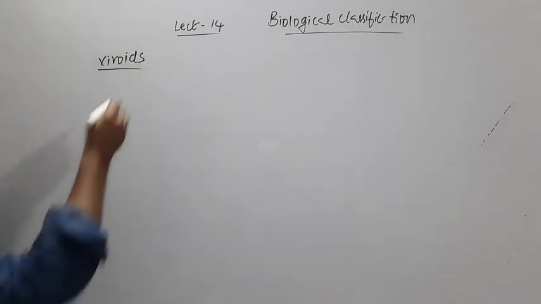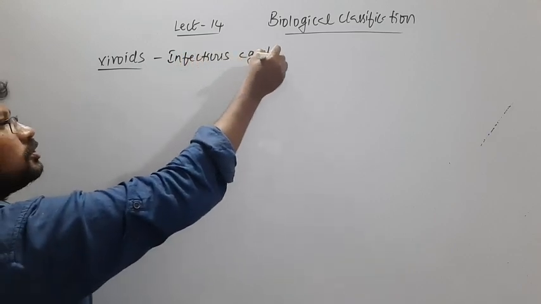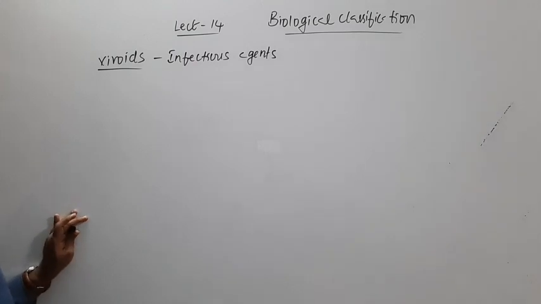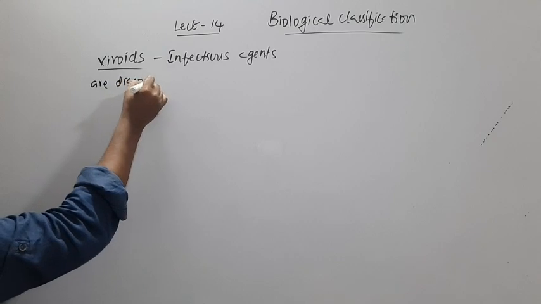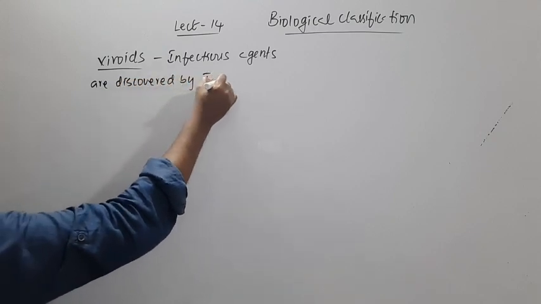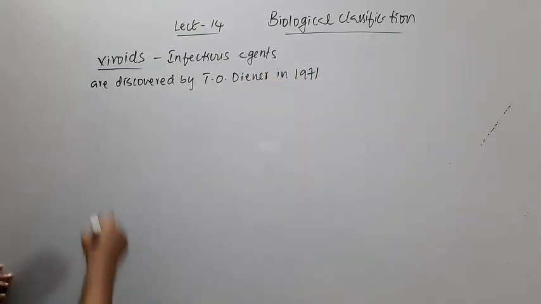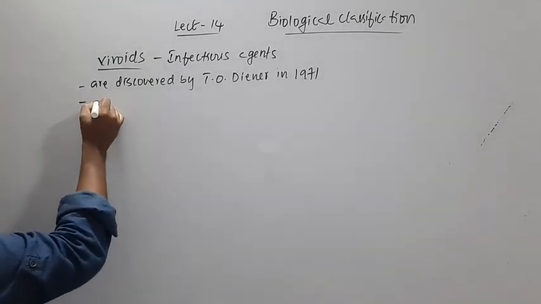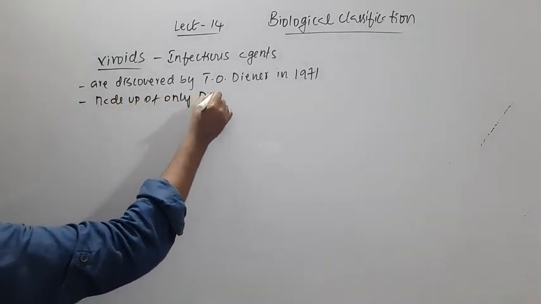Okay, so these viroids are infectious agents, which means they get transmitted from one individual to another individual, right? And these viroids were discovered by T.O. Diener in 1971. So he discovered these viroids in 1971, okay. And these viroids are made up of only RNA.